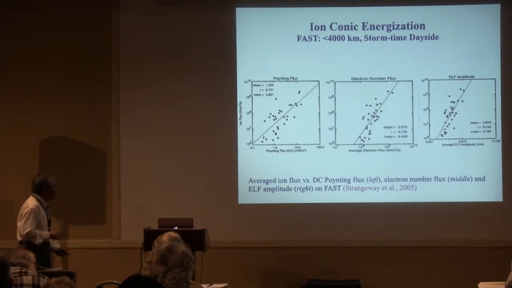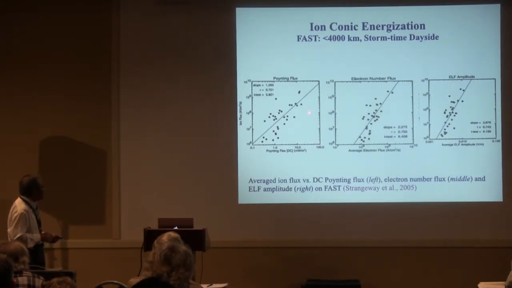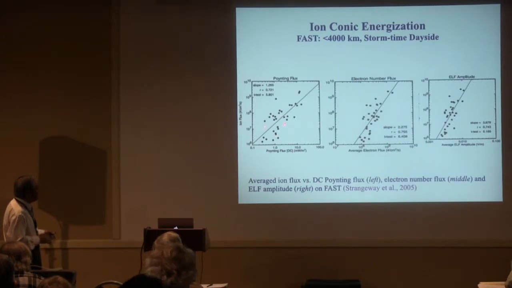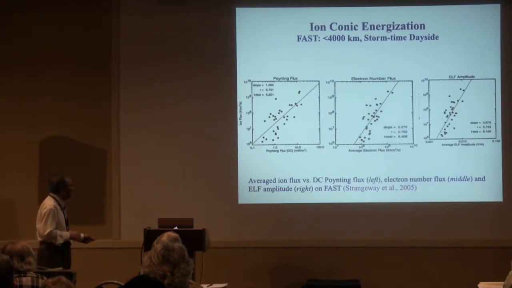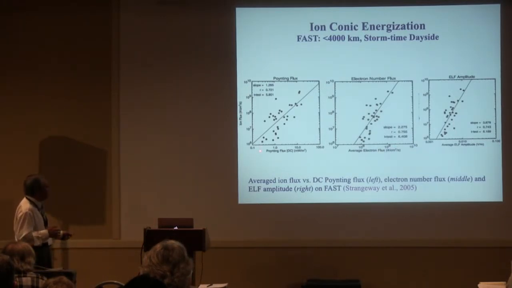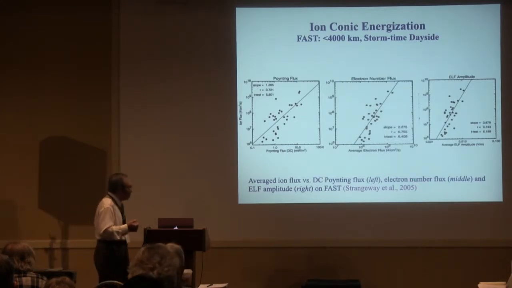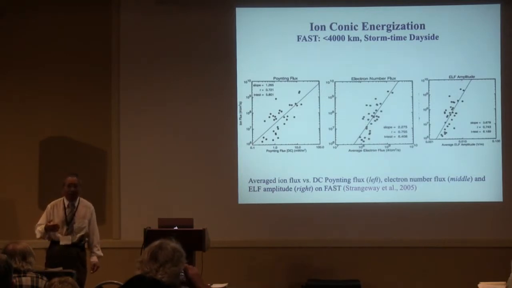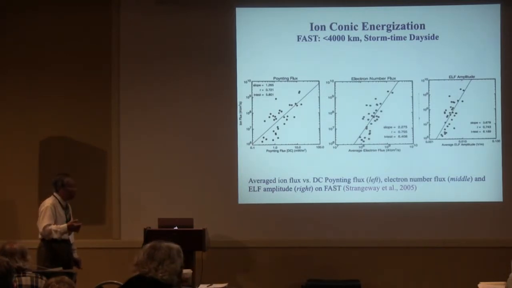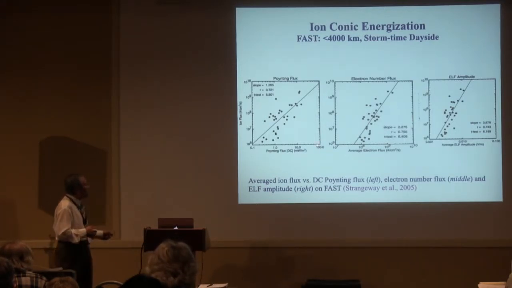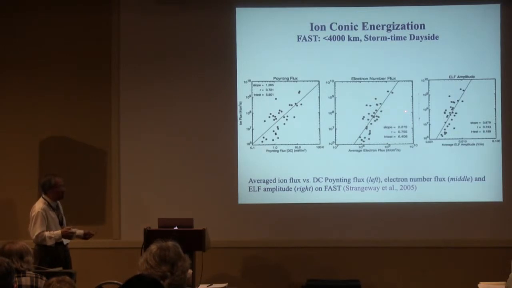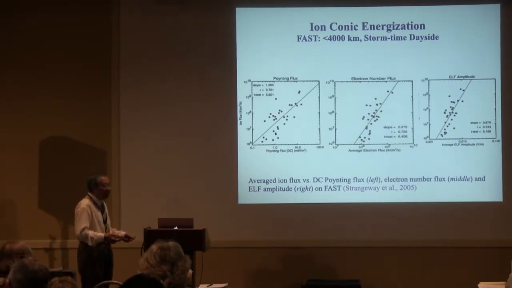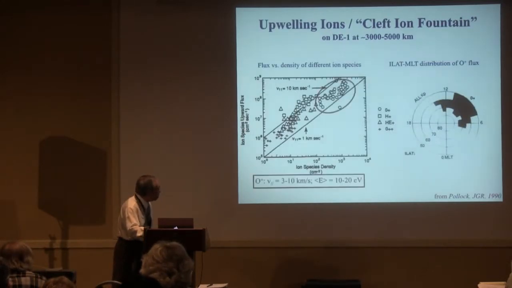And on FAST, Strangeway and co-workers have a very nice study showing the source of the energization of the ion conics by showing the correlation between the measured ion conic flux versus Poynting flux, electron number flux of soft electrons, as well as auroral ELF amplitude. The point of the correlation is that it is certainly consistent with the picture of acceleration of the ion conics by broadband ELF waves, as well as the soft precipitating electrons contributing to the generation of ion outflow from the topside ionosphere underneath.